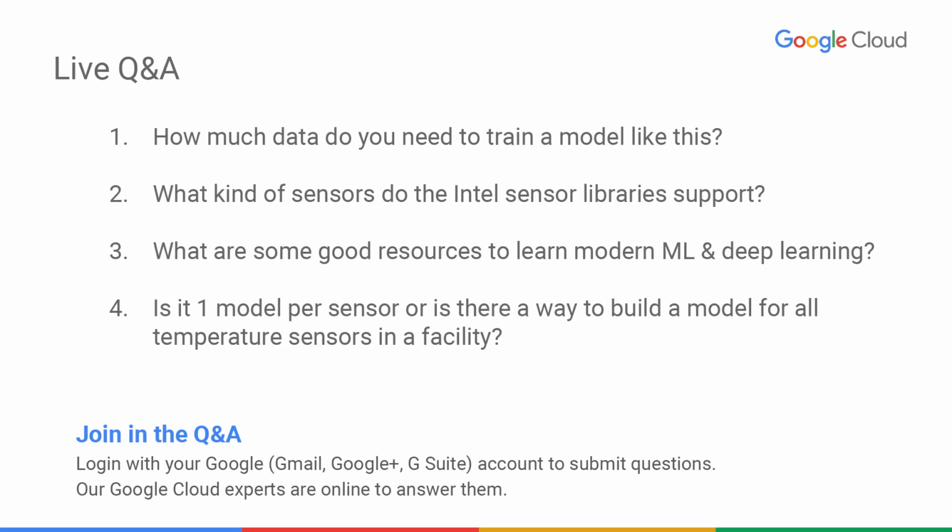The first one was, how much data do you need to train a model like this, particularly around LSTMs? So the way to think about the data requirements is to think about the periodicity that you're trying to build into your model. For example, if you have a temperature sensor in a room that is very climate controlled, that has very narrow ranges that don't change a lot, then you need a short window of data to train this model, and then it will detect anytime there is an anomaly.